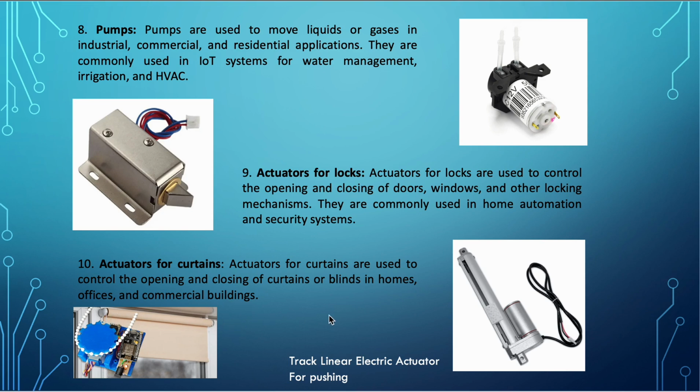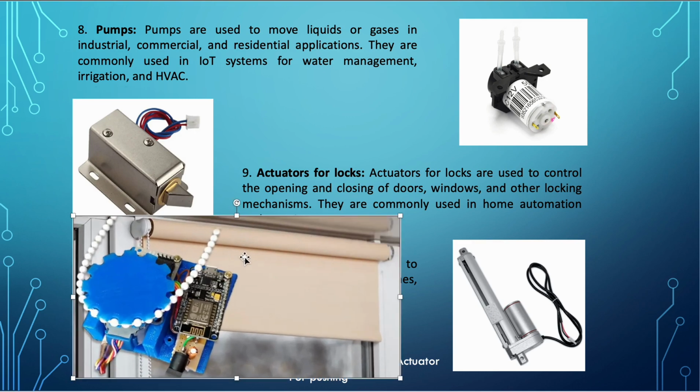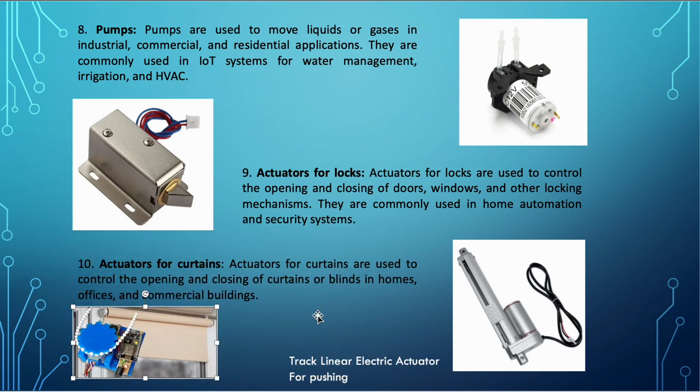Actuators for curtains are used to control opening and closing of curtains or blinds in homes, offices, and commercial buildings, right? I used this example to show you that there are different types of actuators. This one will drive a chain, right? If I make it a little bit bigger, this will drive this chain. You can see the IoT device, with all the communication parts to it, and there's a motor underneath. The motor will spin the wheel, and this wheel would move the chain so that the curtain would come up and down accordingly.